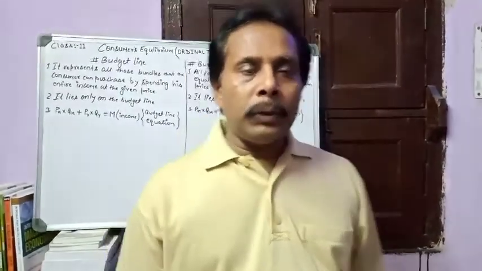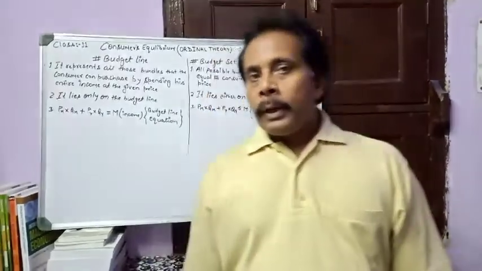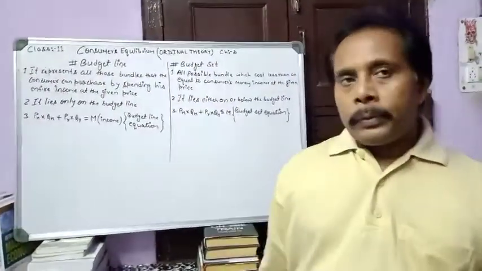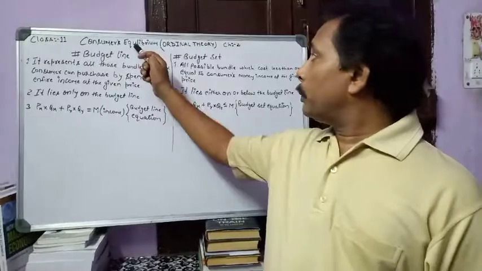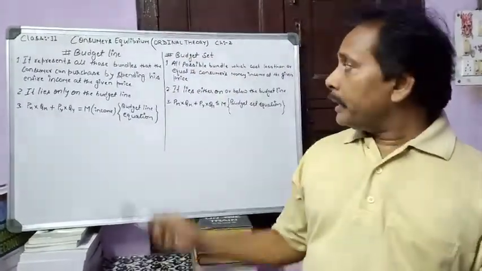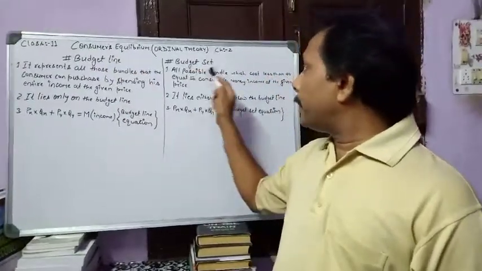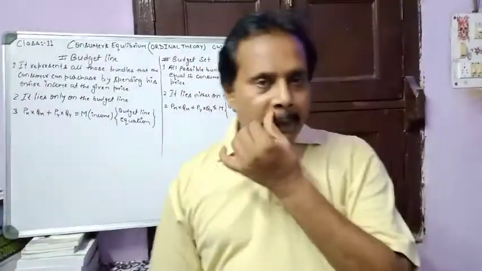My dear student, today I am going to discuss the second part of this video, which is related to consumer's equilibrium and ordinal theory. In this chapter, I will discuss the budget line and the budget set. So what is the budget line?